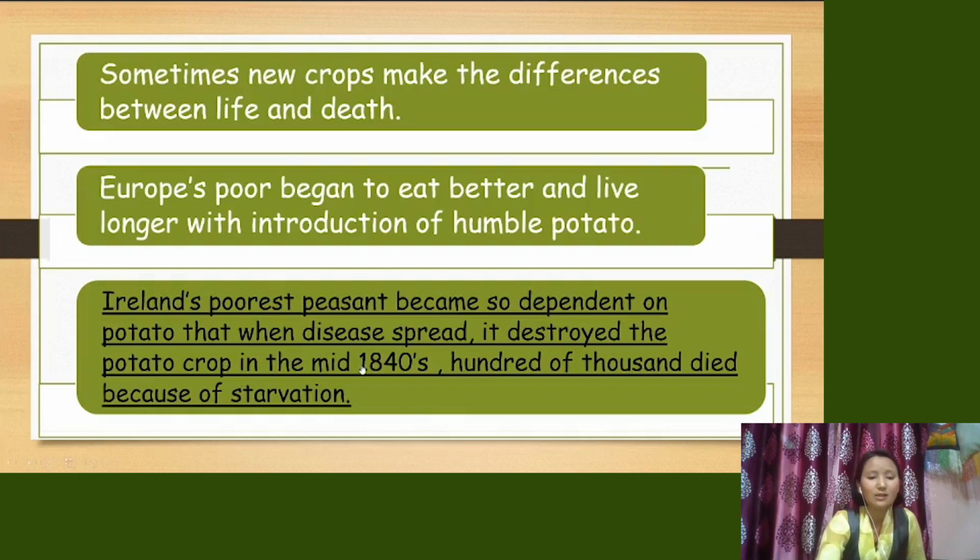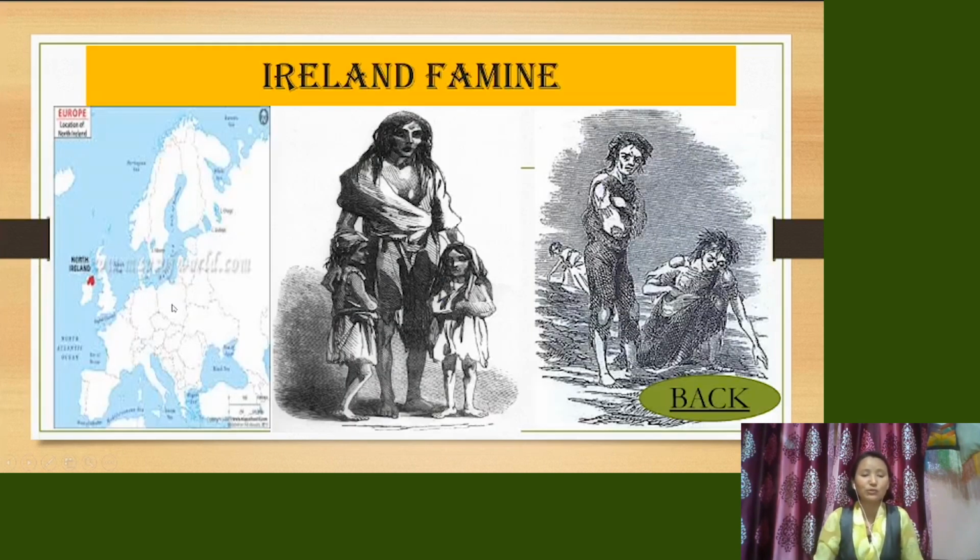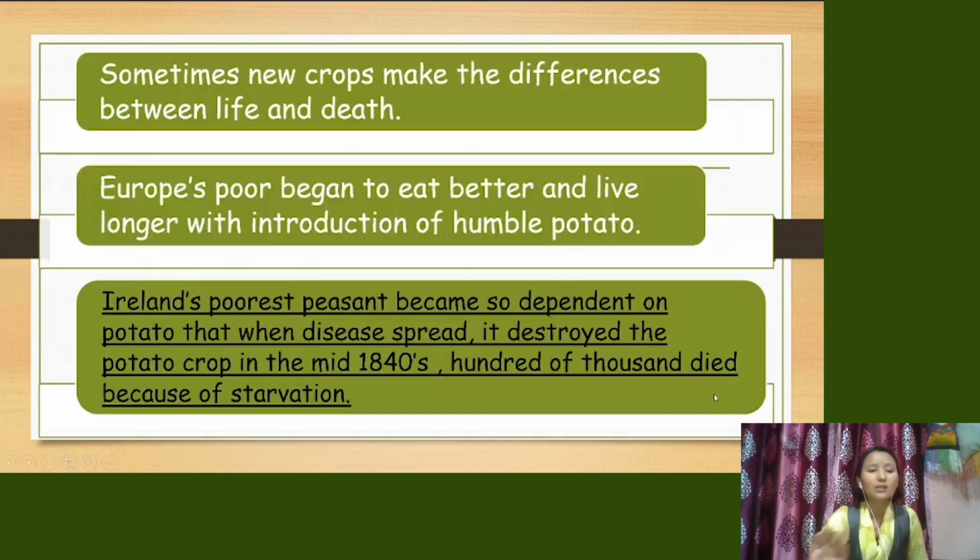There is a country called Ireland in Europe. When the potato was introduced in Ireland, the island's poorest peasants became so dependent on the potato that in 1840 a disease spread. This disease destroyed the whole potato crop in Ireland. Since the peasants were so dependent on the potato, hundreds of thousands of peasants died because of the absence of potatoes and starvation.